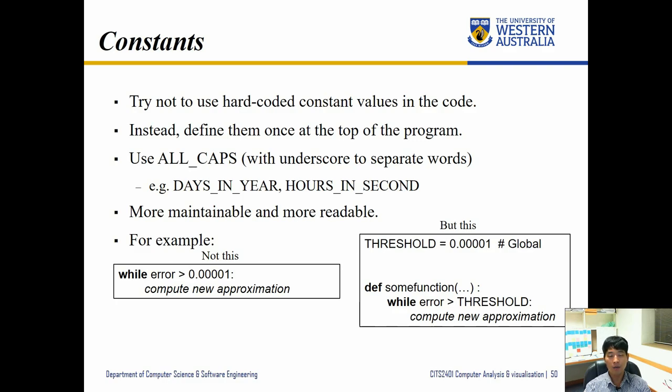But if we do use this value directly in the code, later when you want to update your threshold value, you have to find and update every piece of code that contains this value. And this can be quite a daunting procedure as your program gets larger. So global constants are okay, global variables are not okay. Okay, so keep that in mind.